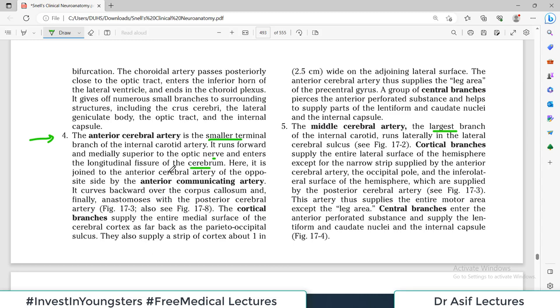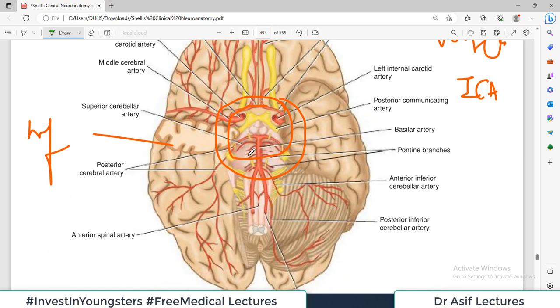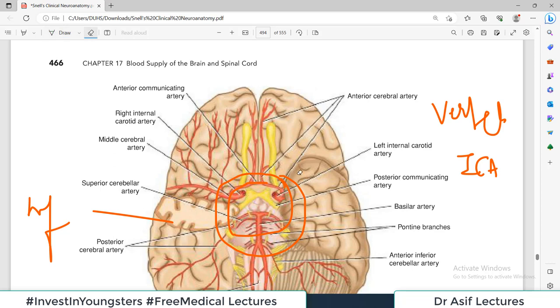Here it is joined by the anterior cerebral artery of the opposite side by a communicating artery, which is known as anterior communicating. It is also visible in this diagram very clearly. So if you look here, this is internal carotid. This is the anterior cerebral artery of one side, this is the anterior cerebral artery of the other side, and in ke beech mein there is a communicating artery. So that is the anterior communicating artery.